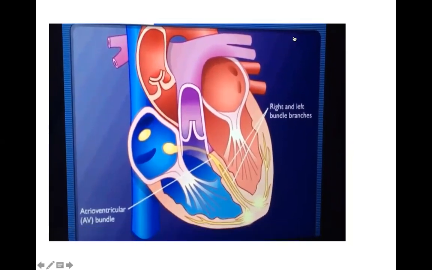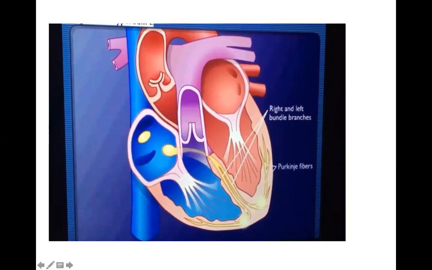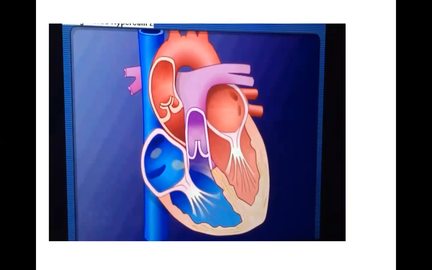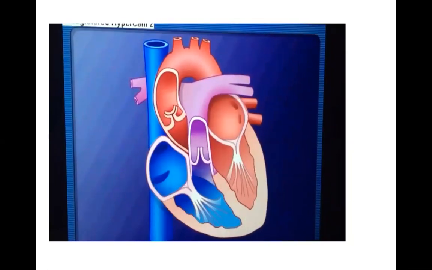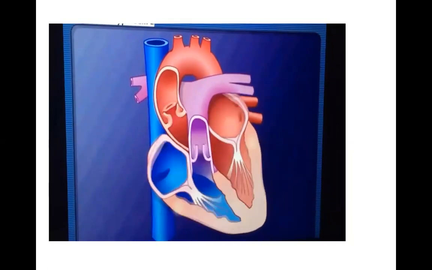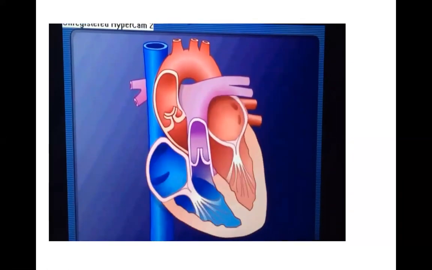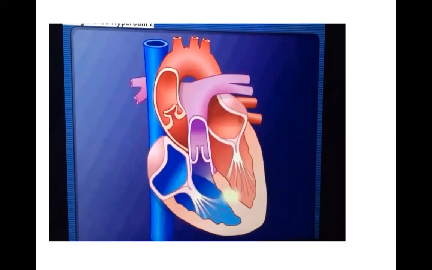Potentials are carried by the Purkinje fibers from the bundle branches to the ventricular walls. The rapid conduction from the atrioventricular bundle to the ends of the Purkinje fibers allows the ventricular muscle cells to contract in unison, providing a strong contraction.